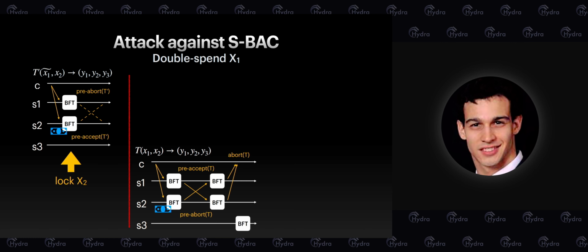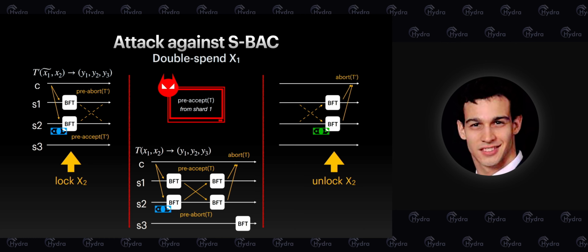Shard 1 will realize that at least one shard said abort, shard 2 the same, and so they all will emit abort. So nothing seems to be happening here. However, the attacker recorded the message pre-accept T sent from shard 1 that it will use later on, and we'll see how in a second.